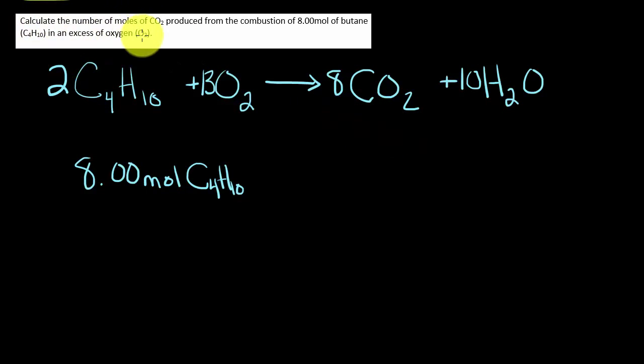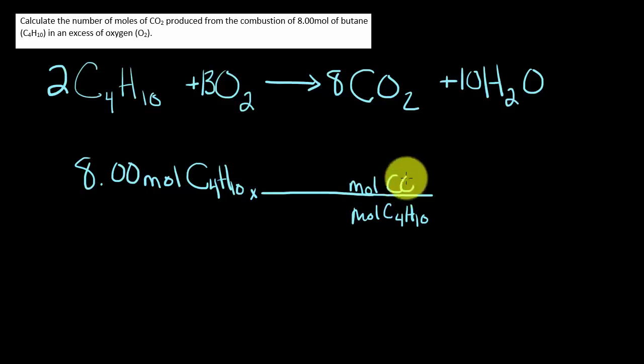Now this part right here, in an excess of oxygen, don't let that trip you up too much. That's just basically saying we have enough oxygen for all of our butane to react. So we know that all 8 moles of butane will react and result in a certain amount of CO2. So this is just a one-step dimensional analysis problem. We'll set up our dimensional analysis, and we want to put the unit moles of butane down here on the bottom because we want to cross it out at the end. And we want to convert to moles of CO2, so we're going to put moles of CO2 in the top.